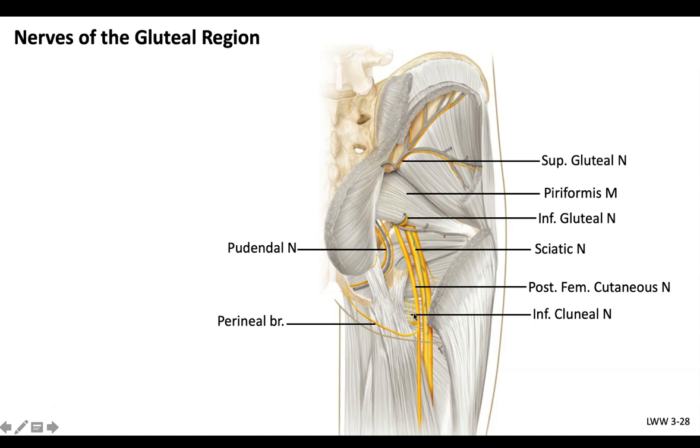The posterior femoral cutaneous nerve gives rise to branches at the distal border of the gluteus maximus. These branches are called the inferior cluneal nerves. The inferior cluneal nerves supply the skin over the inferior part of the gluteal region. The posterior femoral cutaneous nerve also gives rise to perineal branches that supply the perineal region.